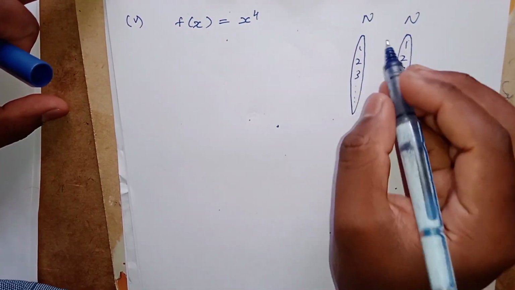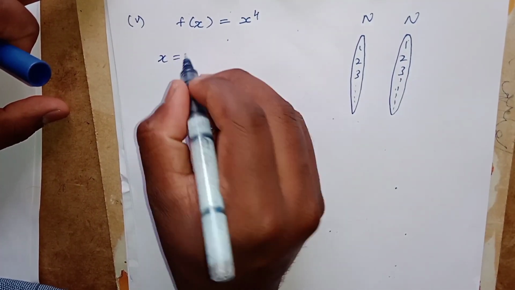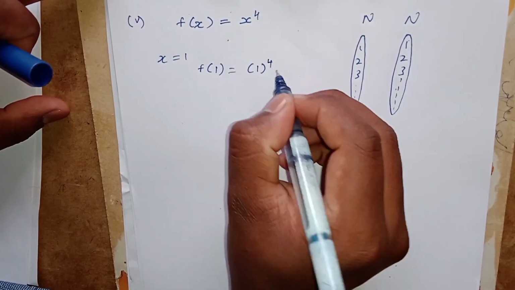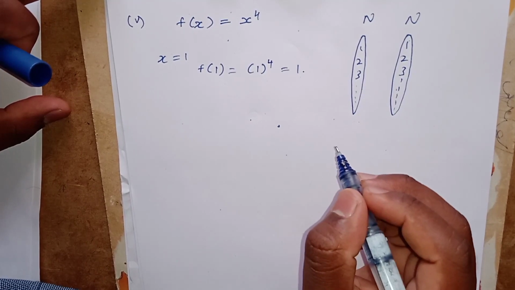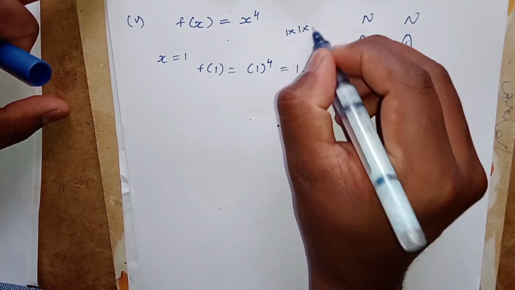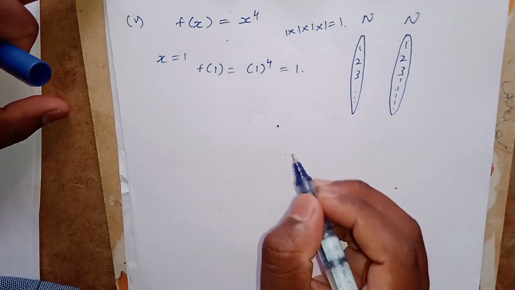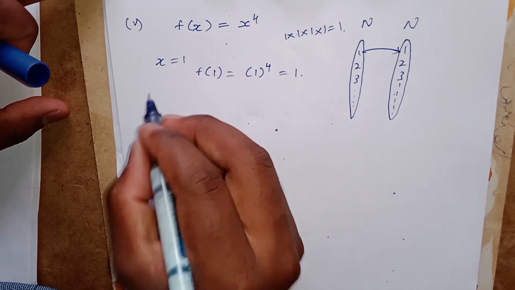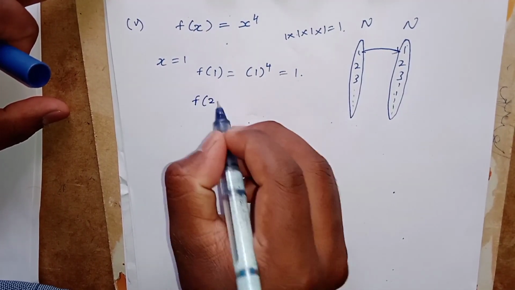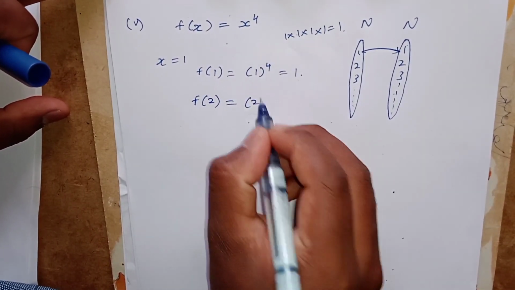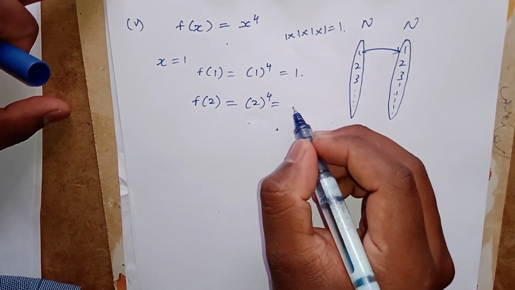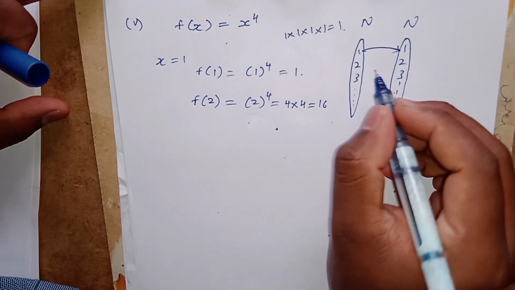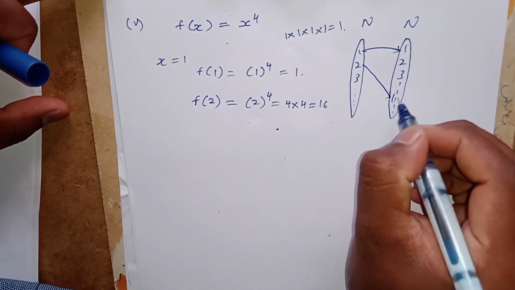Now I am taking x equal to 1, therefore f of 1 equal to 1 power 4. You have to multiply 1 into 1 into 1 into 1, equal to 1. Therefore here it is 1 to 1. Next, x equal to 2, f of 2 equal to 2 power 4. 2 power 4 is nothing but 4 into 4 equal to 16. For 2 here it is 16.